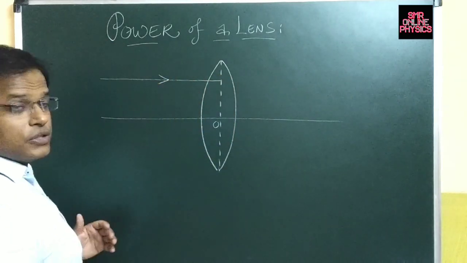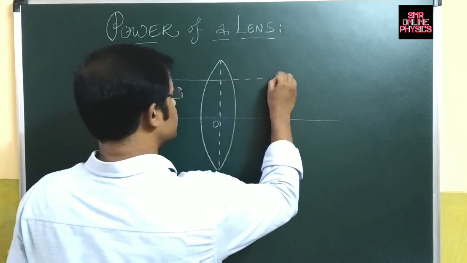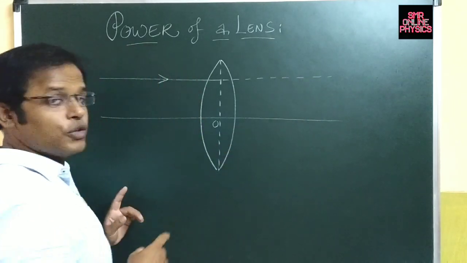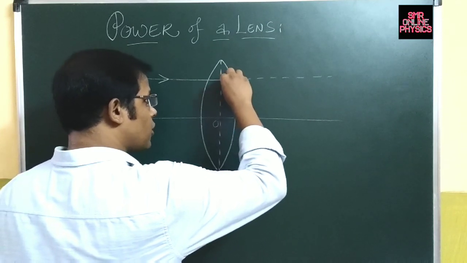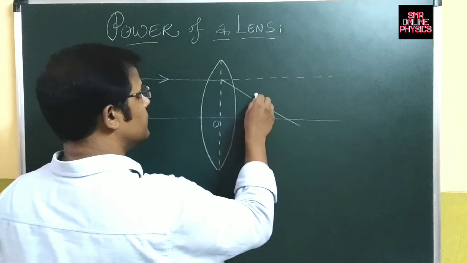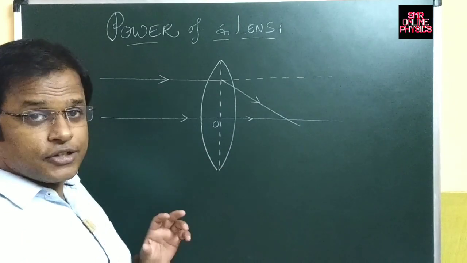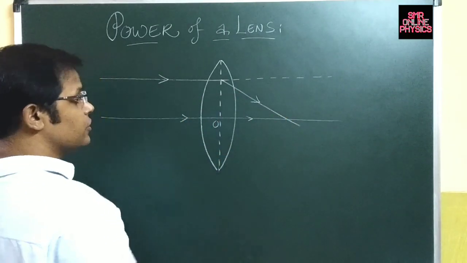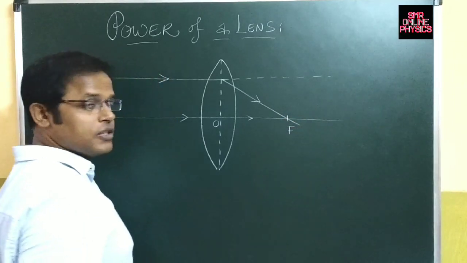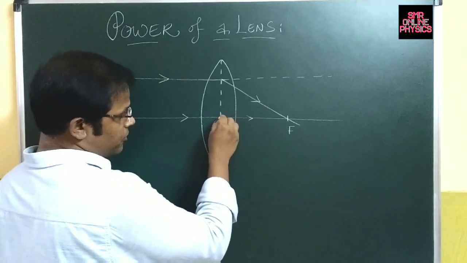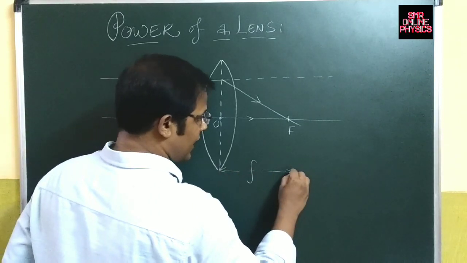Now this ray of light doesn't go straight. This is the intended straight path, but it doesn't go that way. Because of its unique shape and the differences in the optical densities of the media, the lens bends, or refracts, the light rays onto a point. Let this be the point of convergence, called the principal focus of the lens. The distance measured from the optical center to the focus is called the focal length of the lens.